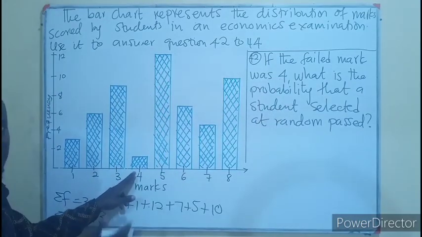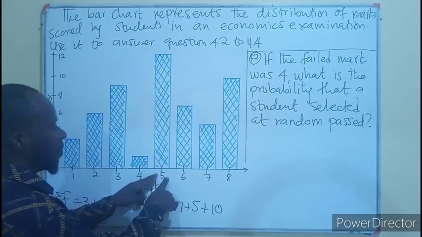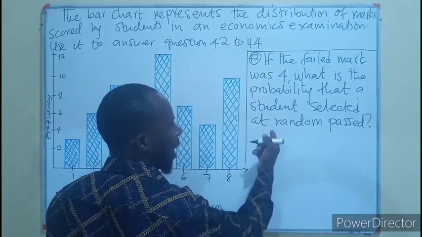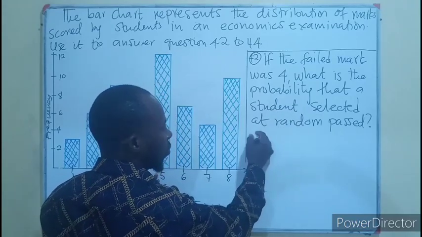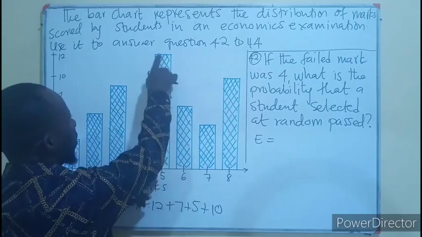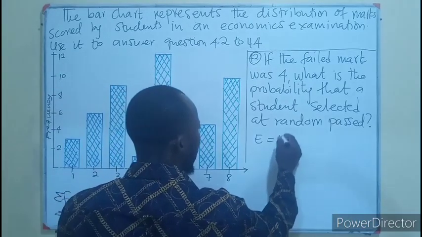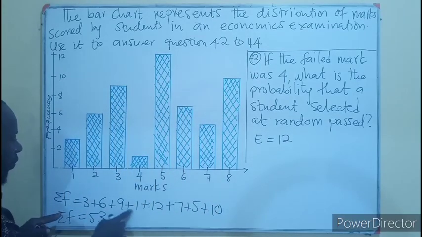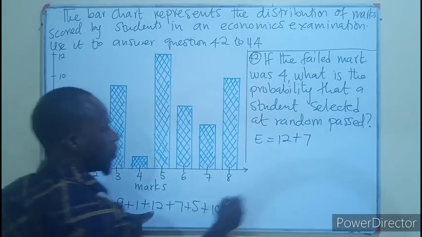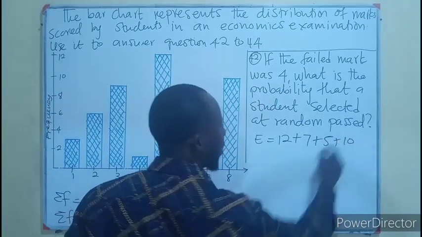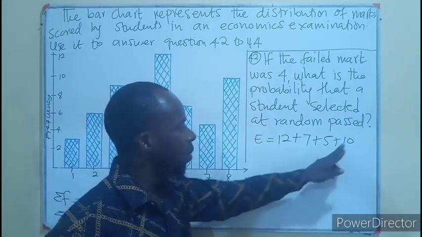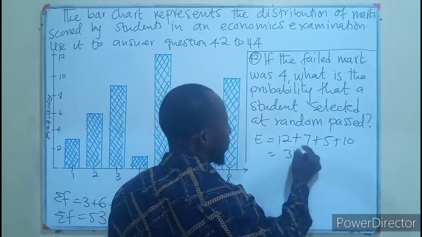So 4 is the fail mark. Then it means those who had 5. How many people had 5 marks? So we are going to have the number of those who pass. Let me use E for the event of those who pass. That will be 5 marks, 12 of them. Don't forget, let me take 1, 2, 3, 4, 5. So 12 of them plus 7 of them plus 5 plus what? 10. We know this is going to be 12. 12 plus 12 will be 24, plus 10 will be 34.